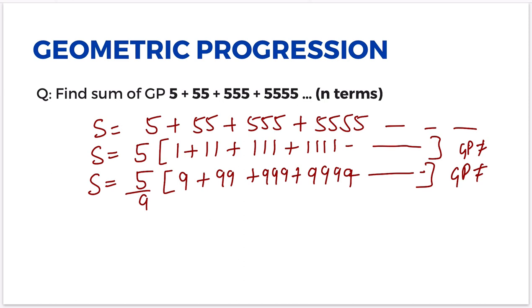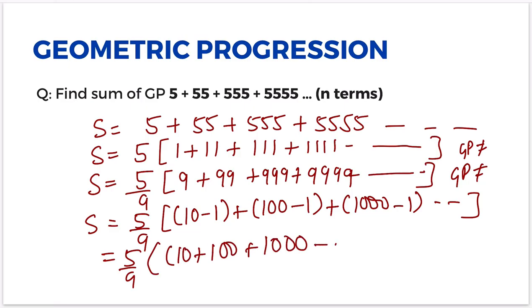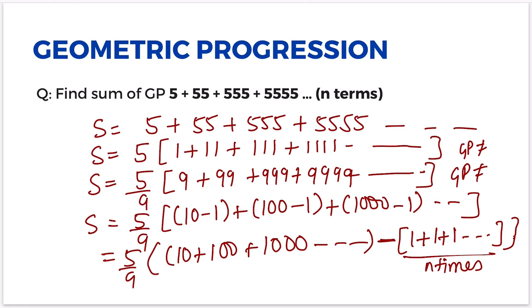Why? 9, 99, 999 is still not a geometric progression series. What do we need to do next? S is equal to 5 by 9. How can we write 9? As 10 minus 1. Can you write 99 as 100 minus 1? 999 as 1000 minus 1 and so on. Just take all the tens on one side, that is 10 plus 100 plus 1000 and so on, and take all the minuses, all the ones, on one side. 1 plus 1, these ones are how many times? N times. I hope it is clear.